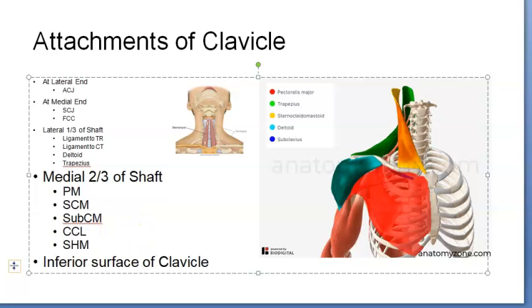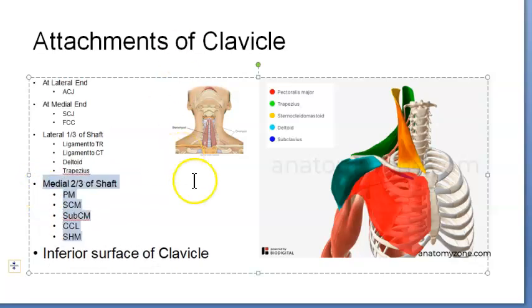Now let us go to the last part here, inferior surface of clavicle. So why is this inferior surface of clavicle there? Because on the inferior surface of clavicle, some things are there. Here, they didn't say which part. Entire clavicle, subclavian vessels and brachial plexus are there.